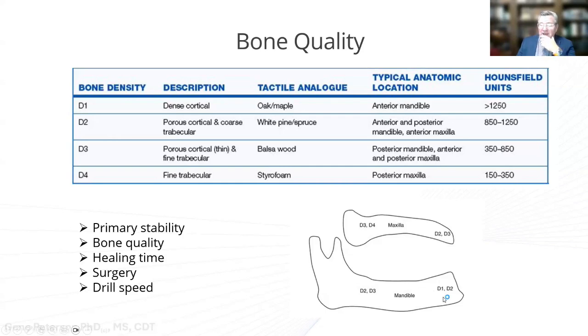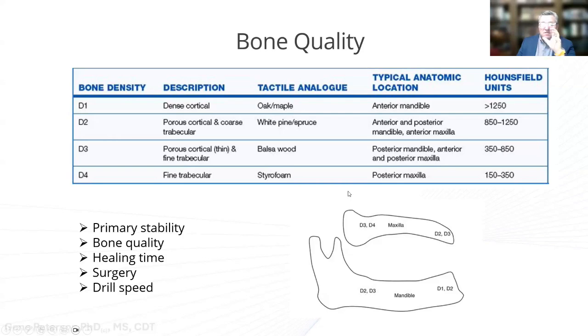But if you look at a map of the jaws, in the maxilla you've got type 2, type 3 in the premaxillary area. As you move back, you get softer. And then you have type 1 in the anterior mandible and type 2, moving back, D3, D2 in the back.